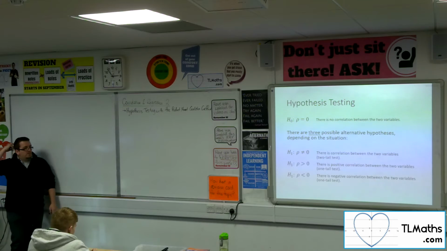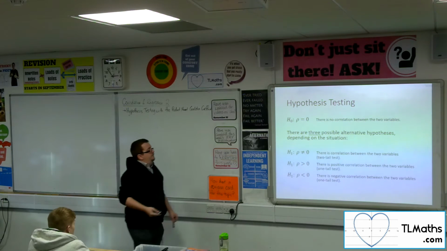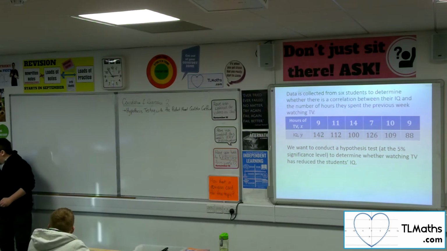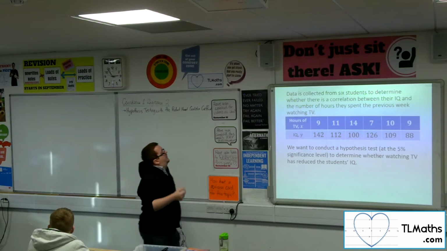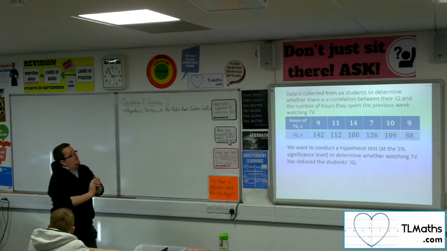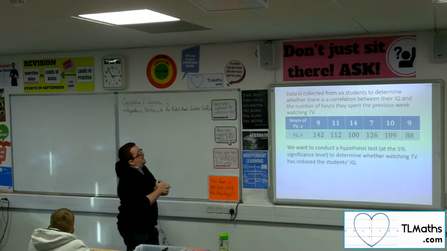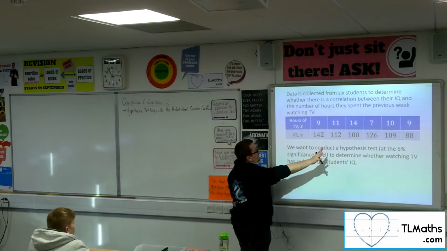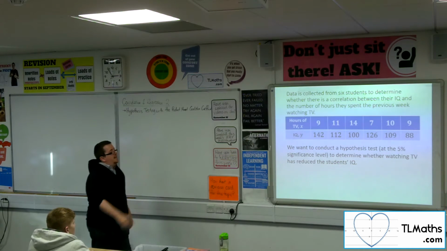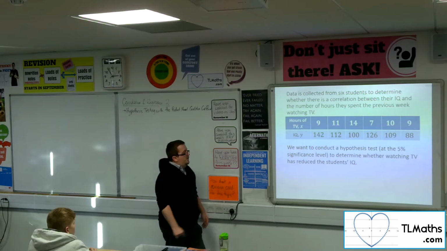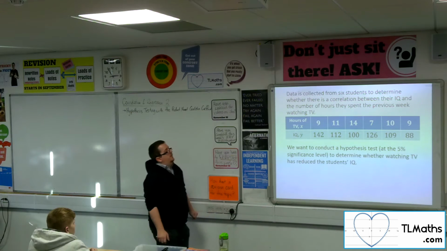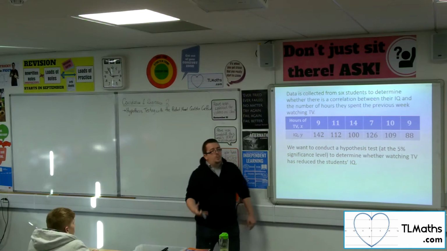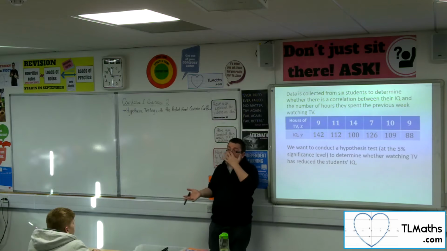So we're going to jump straight into an example, and we'll see if we can build up the idea. Data is collected from 6 students to determine whether there is a correlation between their IQ and the number of hours they spent the previous week watching TV. So we've recorded the number of hours watching TV and their IQ from some IQ test. We want to conduct a hypothesis test at the 5% significance level to determine whether watching TV has reduced the students' IQ.